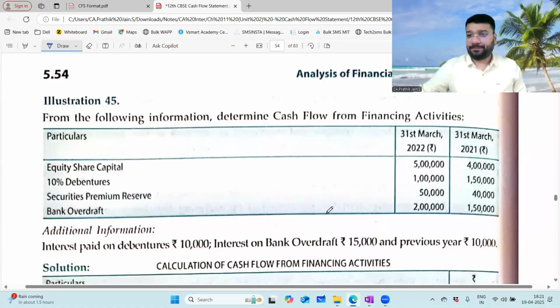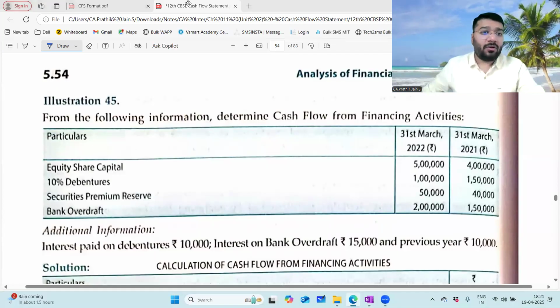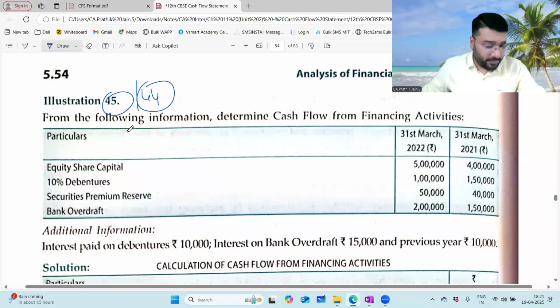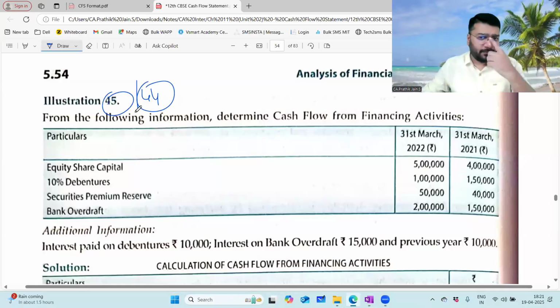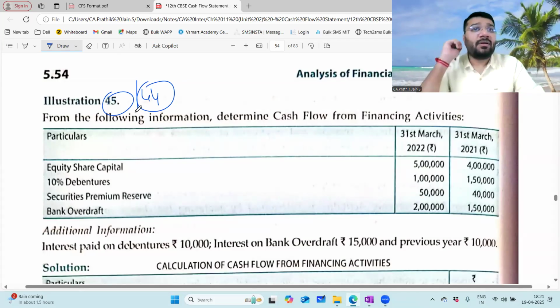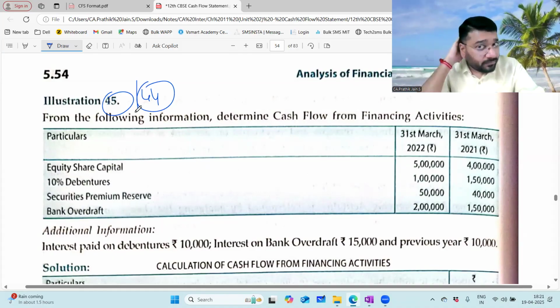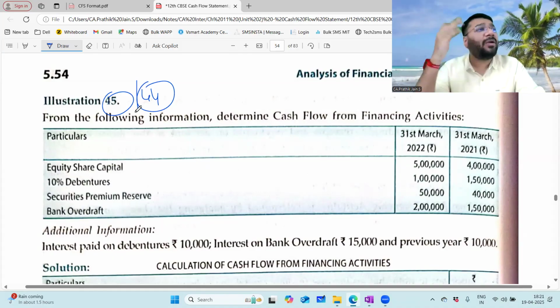Let's do it, people. Come on. Forty-fifth question. In the textbook, it should be 44 or 45. In my PDF it is 45. In the textbook, it is 44. Anyway, for you also it is 45 only. 44. Okay. Whatever it is, one question here and there it could be.